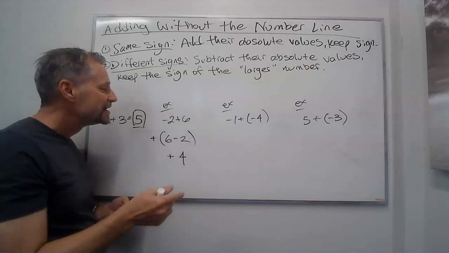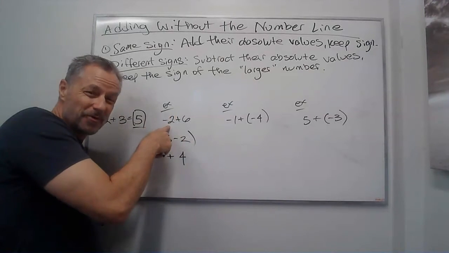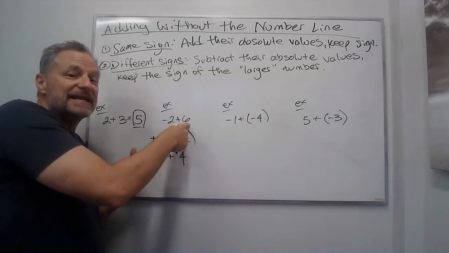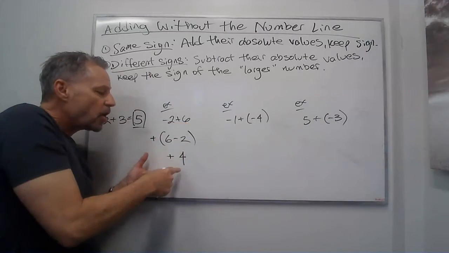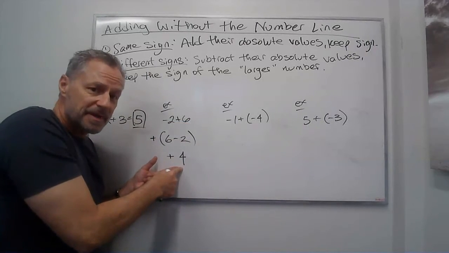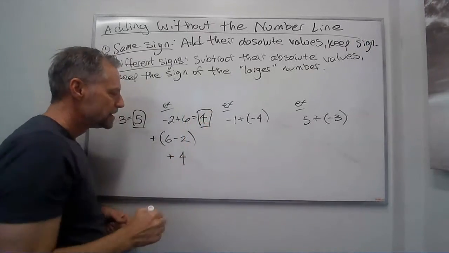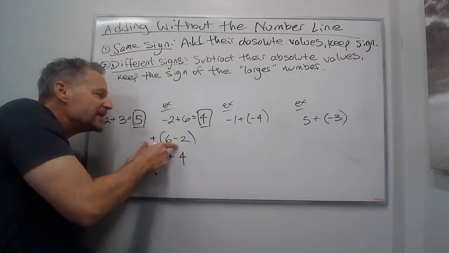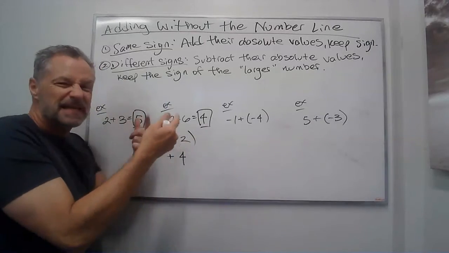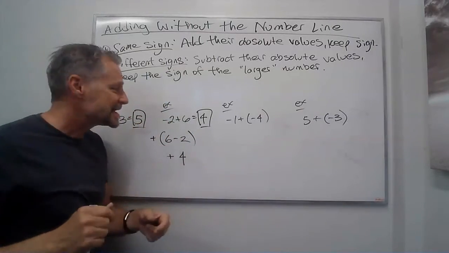So 6 minus 2, that difference is 4, but it's going to be a positive 4 because the bigger one was positive. Again, I give one friend $2. The other friend gives me $6. Oh, I'm $4 better off than I was to begin with. So 4 is my answer. And hopefully you don't have to do this. You can think that giving me money versus giving them money idea, and that'll help you out.